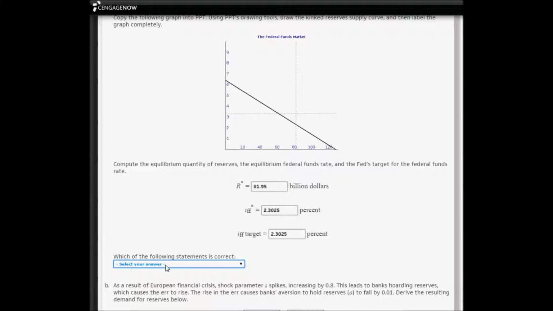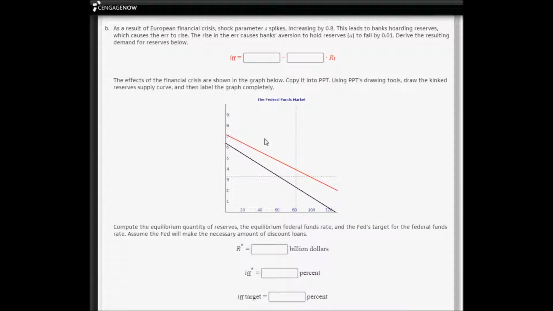Which of the following statements is correct? The equilibrium federal funds rate equals its target. That's true. The federal funds market is in normal mode. That is true. It's not in emergency mode, and it's not in crisis mode. So A and B. In part B, there's a European financial crisis.